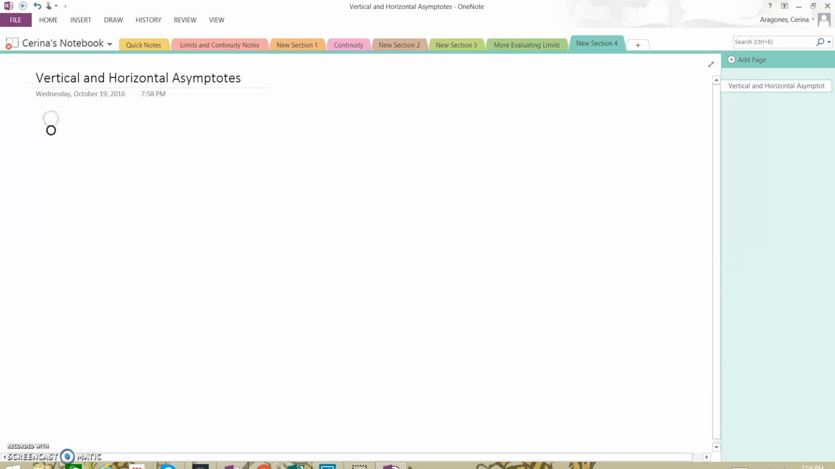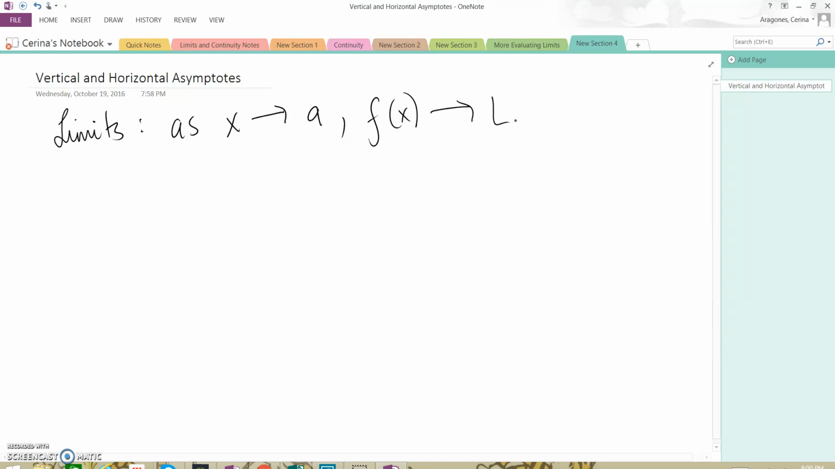Alright, so in our last video, we were looking at algebraic ways that we can evaluate limits. And so I want to start talking about vertical and horizontal asymptotes because they are very much related to this idea of limits, which is that for a function f of x, as x gets closer to some number, does your function get closer to a certain y value. And so that is very much what vertical and horizontal asymptotes are about. So let's talk about horizontal asymptotes first.